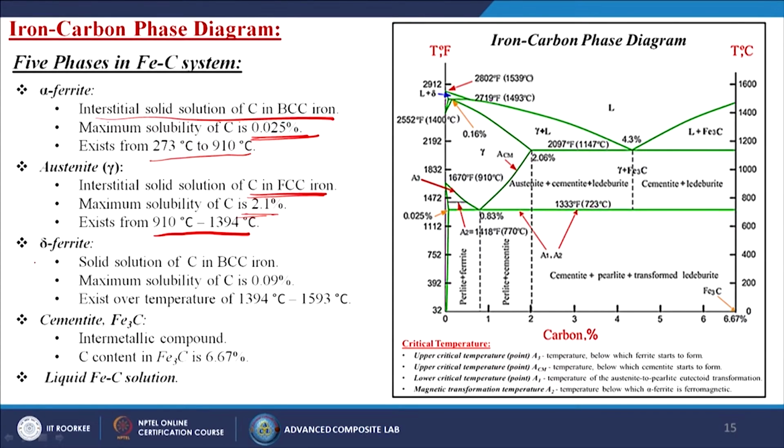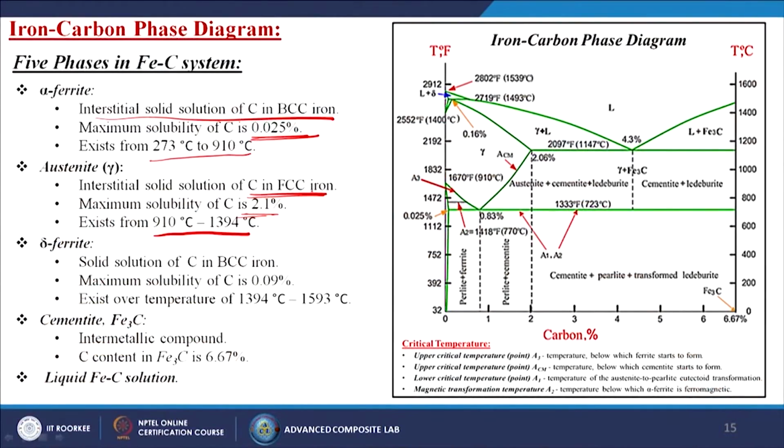Then we have the delta ferrite, a solid solution of C in BCC iron. See, as we change the temperature, the solubility of carbon changes and also the phase of that material changes. First it was C in BCC, then C in FCC, and then C in BCC again. Maximum solubility of C is 0.09%, it has been reduced. It exists over the temperature range of 1394 degree centigrade to 1593 degree centigrade.